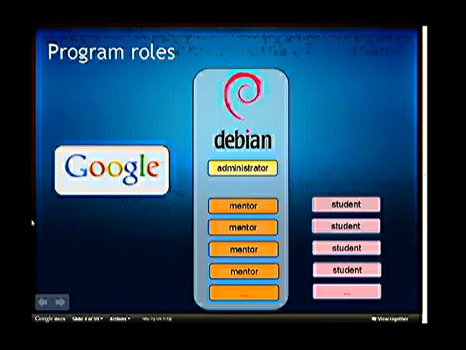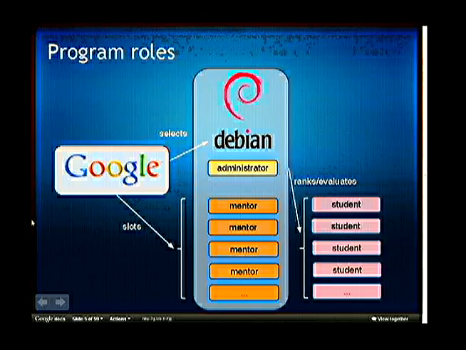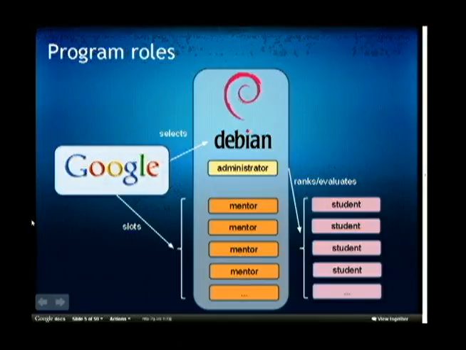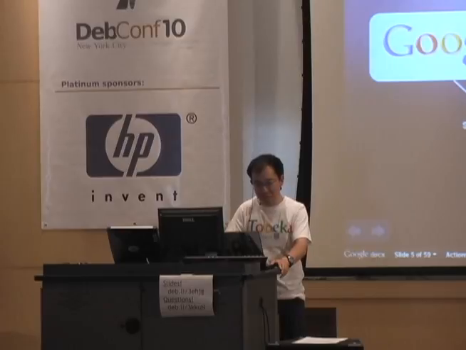So there are three roles in the program: Google, who's financing it, organizations such as Debian, and all the students. Google selects multiple organizations. This year it's about 150 different organizations, anything related to free software, from operating systems like Debian to desktops like GNOME or software like Blender, a very long list. What Google does is assign a certain number of slots to each organization, and each organization can then rank students who apply for certain projects. Google says you have 10 slots, and Debian chooses which 10 students we want to have. That's the way it works.